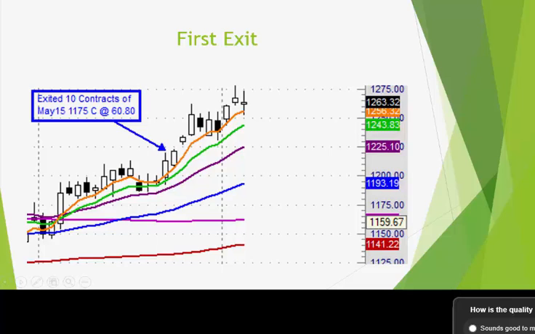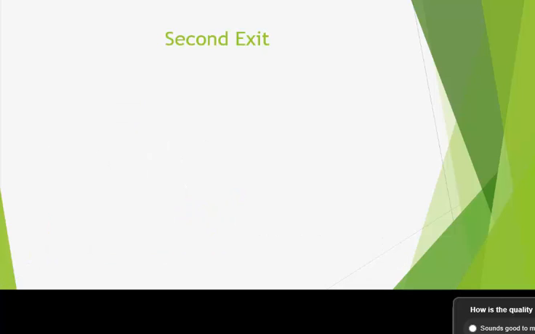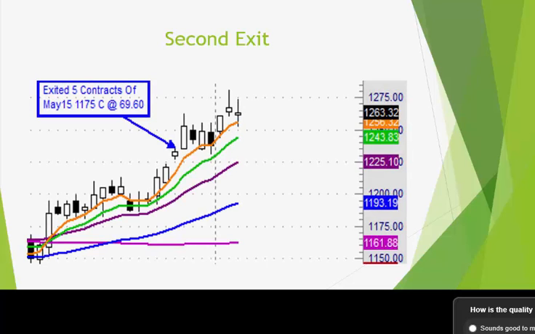Yes. But that's only your first exit. Remember, we had 20 contracts. Our first one was we got into 20, we sold 10. Now what do we do? We sold 5. So we exited 5 more contracts at 69.60. So remember, we got into 20 contracts here, sold 10 here, and exited 5 more here at 69.60. That's still good. And remember, we still have 5 more contracts left.